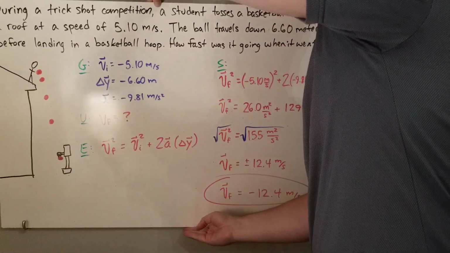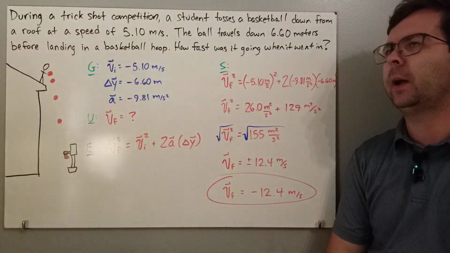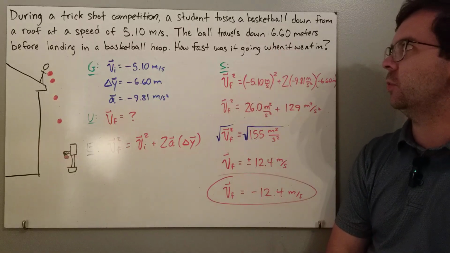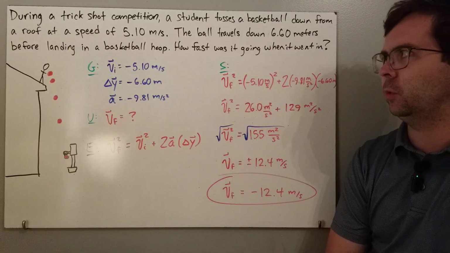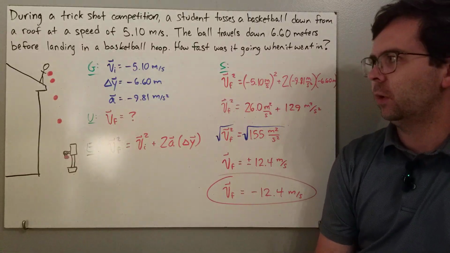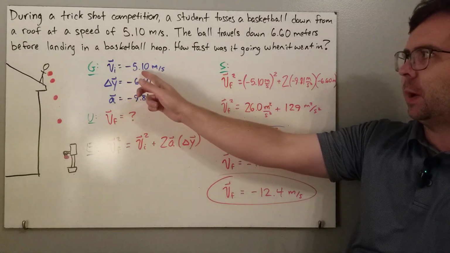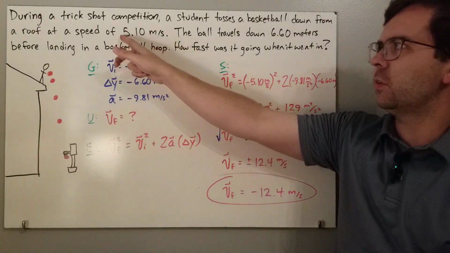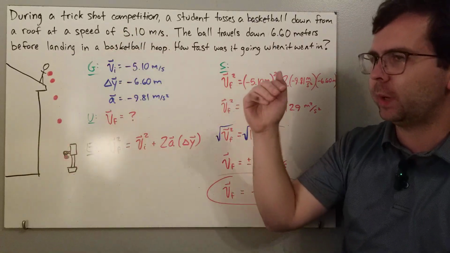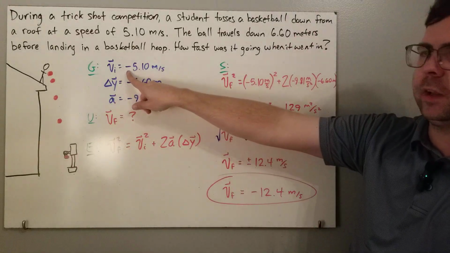During a trick shot competition, a student tosses a basketball down from a roof at a speed of 5.10 meters per second. The ball travels down 6.60 meters before landing in a basketball hoop. How fast was it going when it hits the hoop, when it goes in? Given information, we have an initial velocity this time of 5.10 meters per second. It doesn't have a negative sign up here, but when you draw a picture and think about what's happening, you're throwing it down, and it says down as well. So we need to insert a negative symbol here.